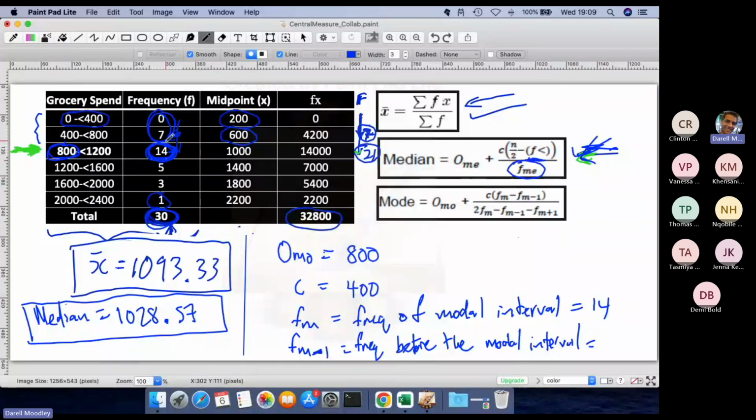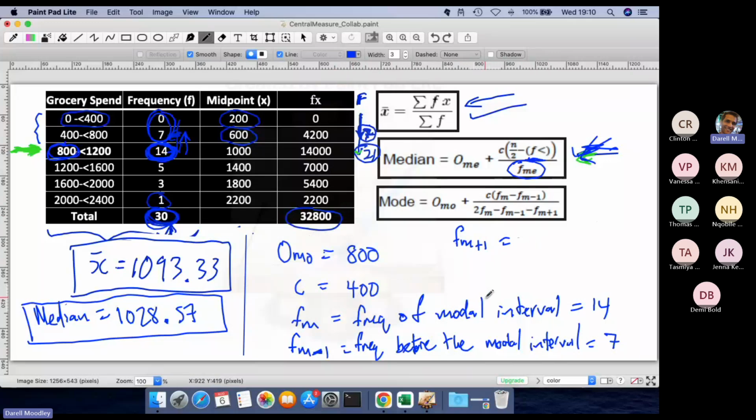If you look at it, here's your modal interval. The frequency before that is 7. So that's what your FM minus 1 is, 7. So let me just quiz you here. I know it's almost the end of the session, so this should be a very simple question. If FM minus 1 is the frequency before the modal interval, what do you think FM plus 1 is?